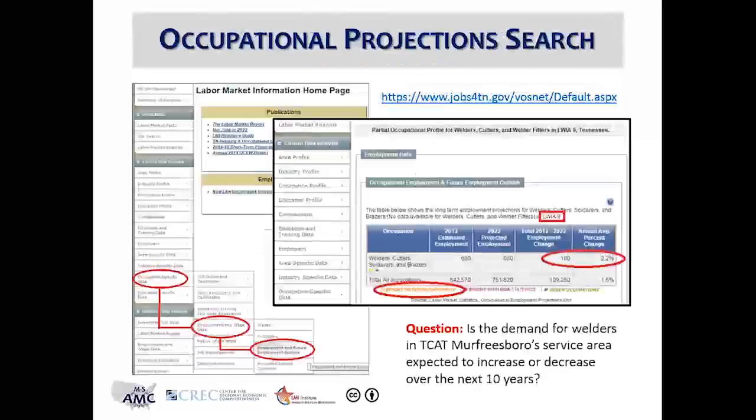So again, I just want to show you how to access occupational projections through one website. Again, we're going to use Tennessee. But the information you would find from your state will be organized very similarly. So the question is, is demand for welders in the TCAT Murfreesboro service area expected to increase or decrease over the next 10 years?